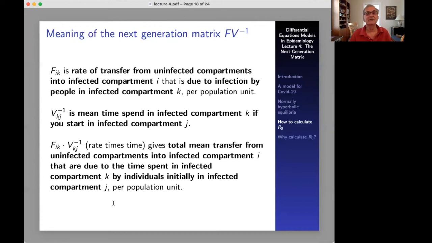So I'll say that again. F Ik times V inverse Kj. It's a rate times a time, so you get a total mean transfer from uninfected compartments into infected compartment I, caused by the time spent in infected compartment K infecting people by individuals who started out in infected compartment J per population unit.